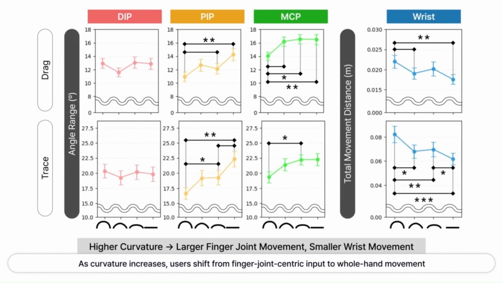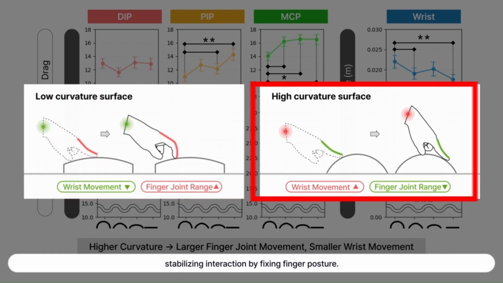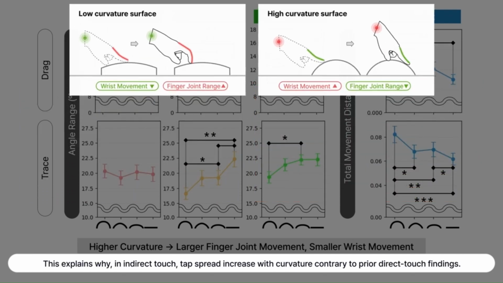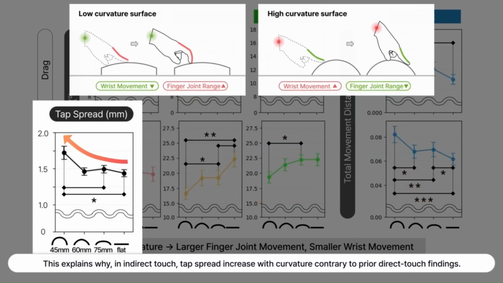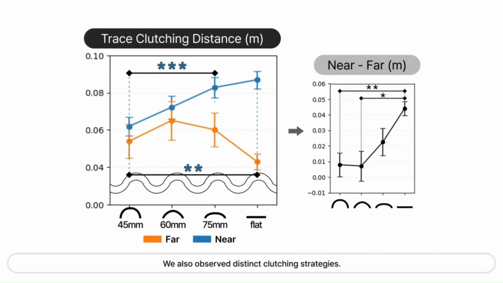As curvature increases, users shift from finger joint-centric input to whole hand movement, stabilizing interaction by fixing finger posture. This explains why, in indirect touch, tap spread increased with curvature, contrary to prior direct touch findings. We also observed distinct clutching strategies.